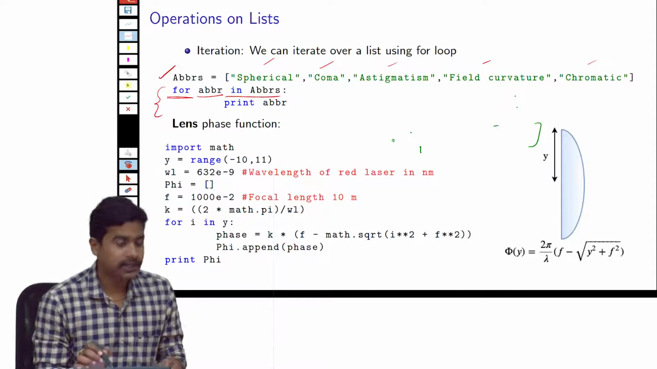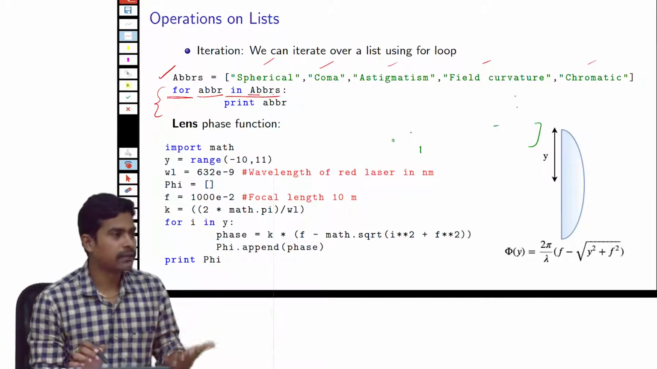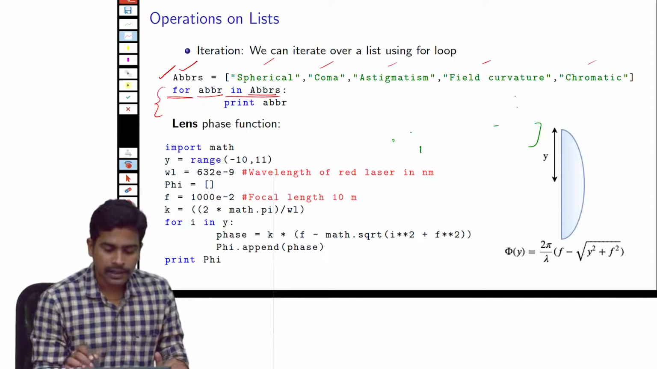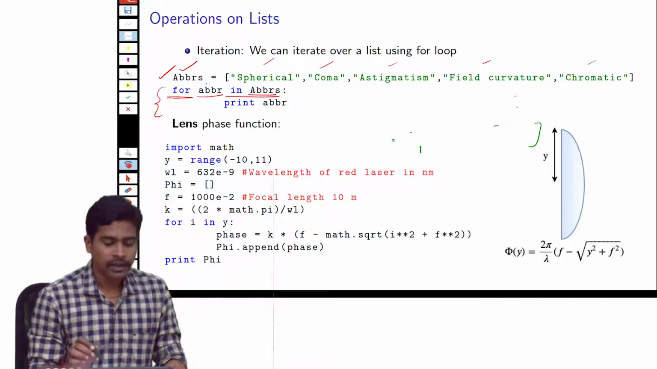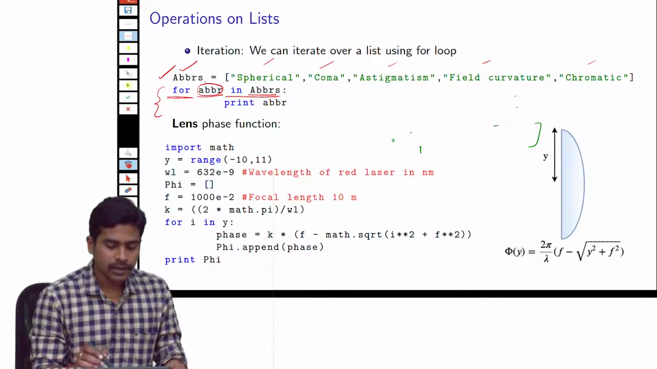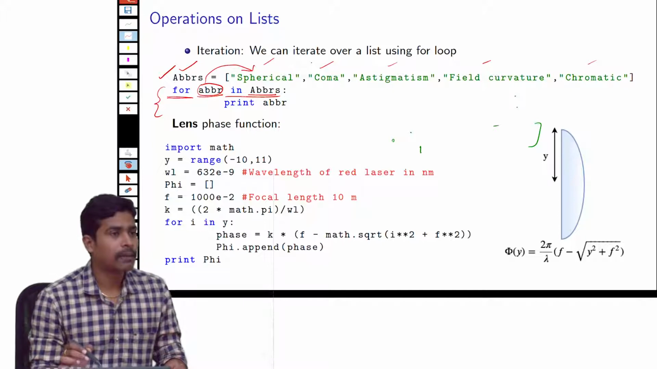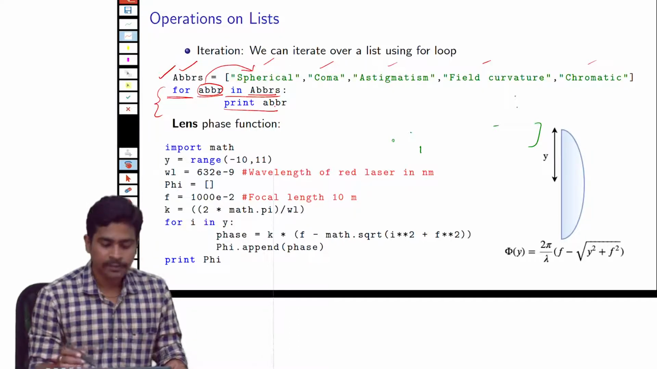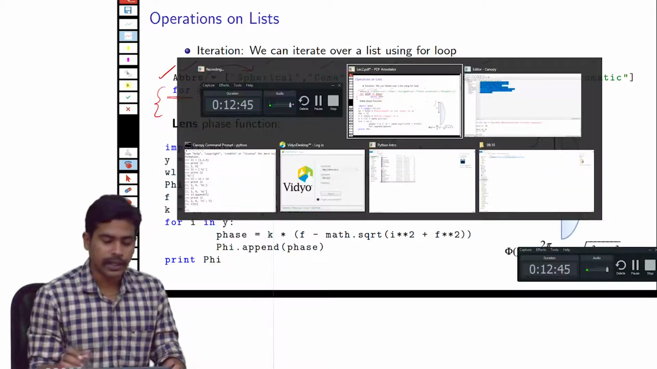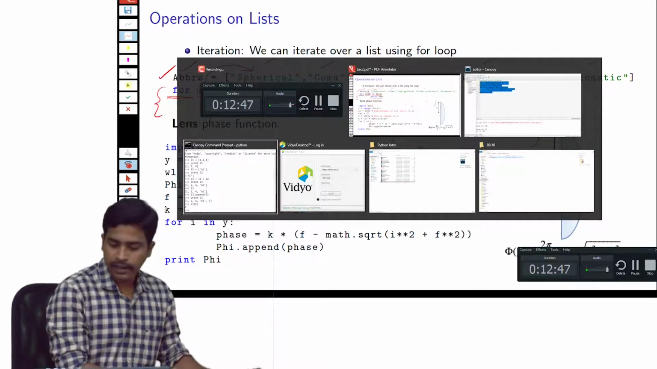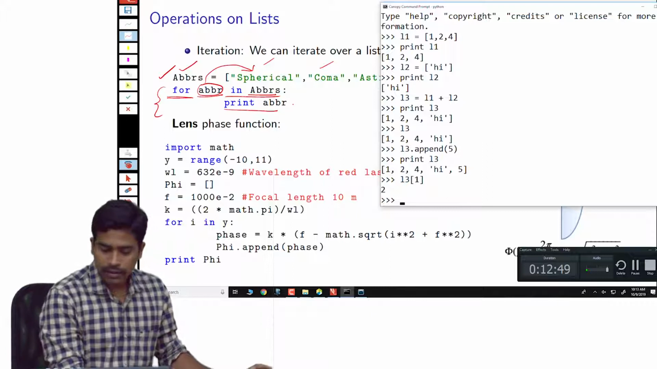ABBR is a dummy variable that we are using for the iteration, and the list here is the list that we have declared in the previous statement. Now what is happening here is that this dummy variable will be assigned one of the members of the list on each iteration, and using the print statement we are printing the values of this variable. Okay. So we can quickly try it out in the Python shell.